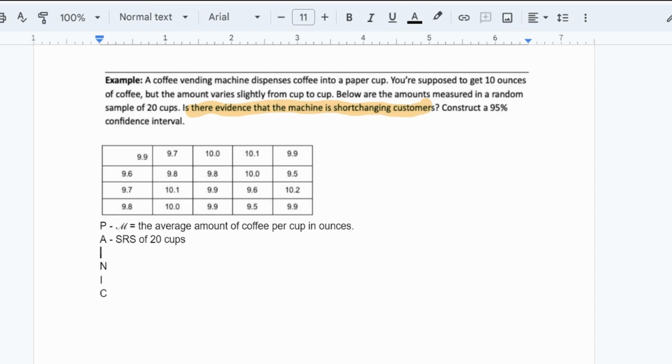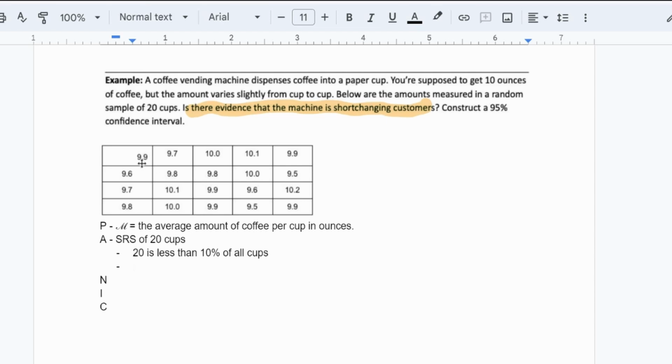The next one is we have to check if the total amount in our sample is less than 10% of the whole population. And our sample is 20 cups. I'm quite confident that there are more than 200 cups in the world. So we're going to write that 20 is less than 10% of all cups. Now our last one is going to be to test normality.